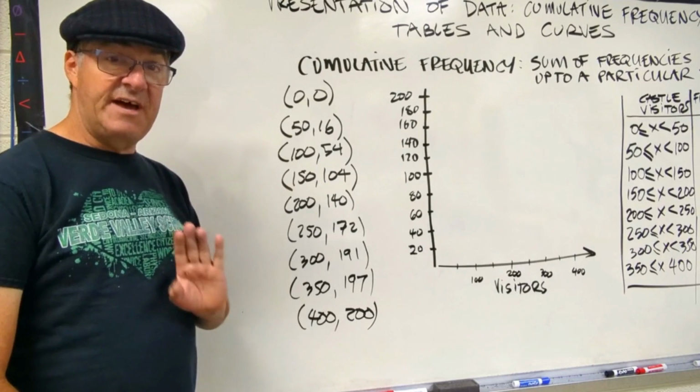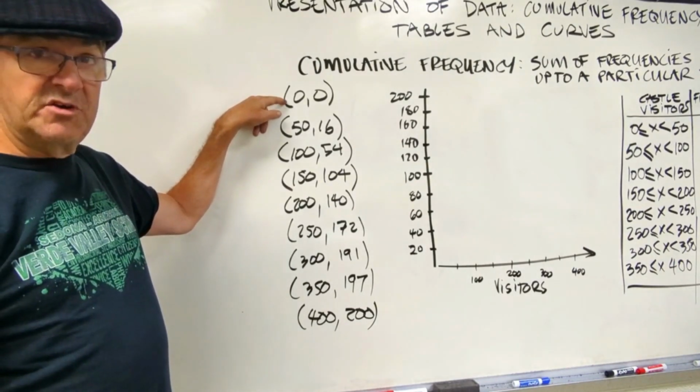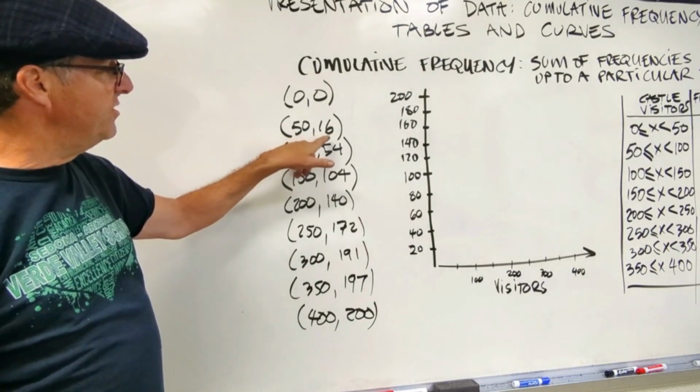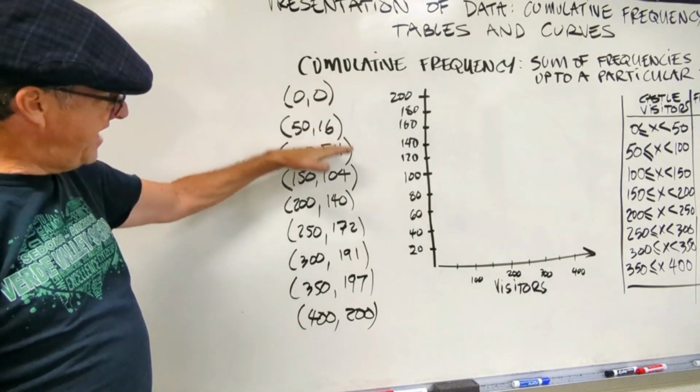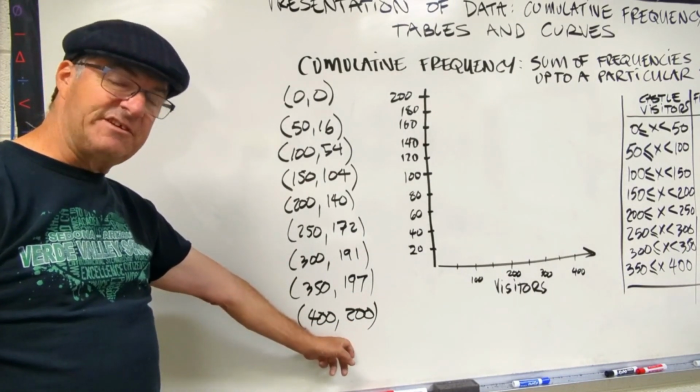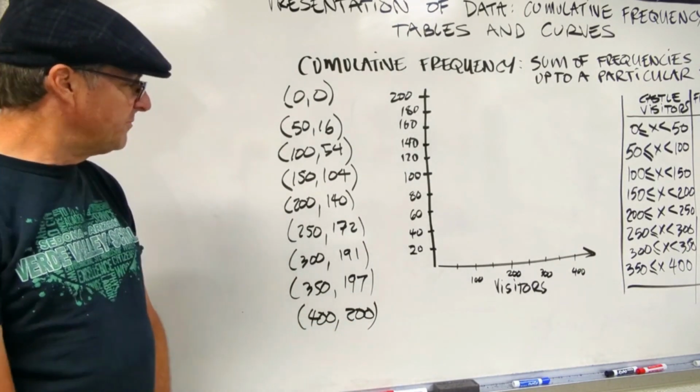All right, to summarize that part, your first point is 0, 0. Then you take the high end of each class along with its cumulative frequency, and that generates all of your points. So check your work and make sure you got these points. If you didn't, take a look at it and figure out what went wrong.